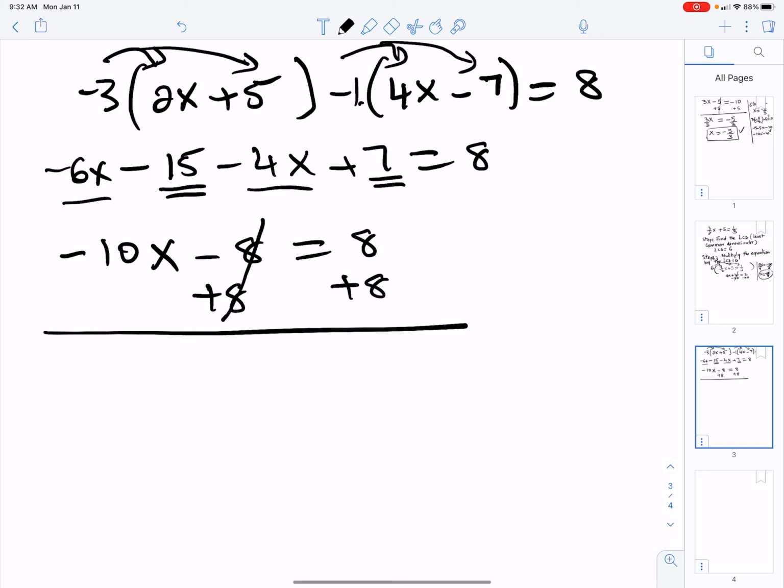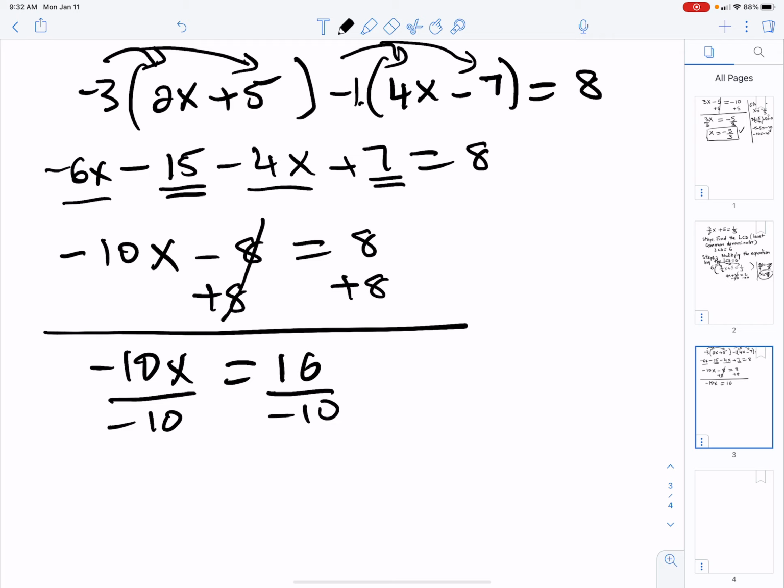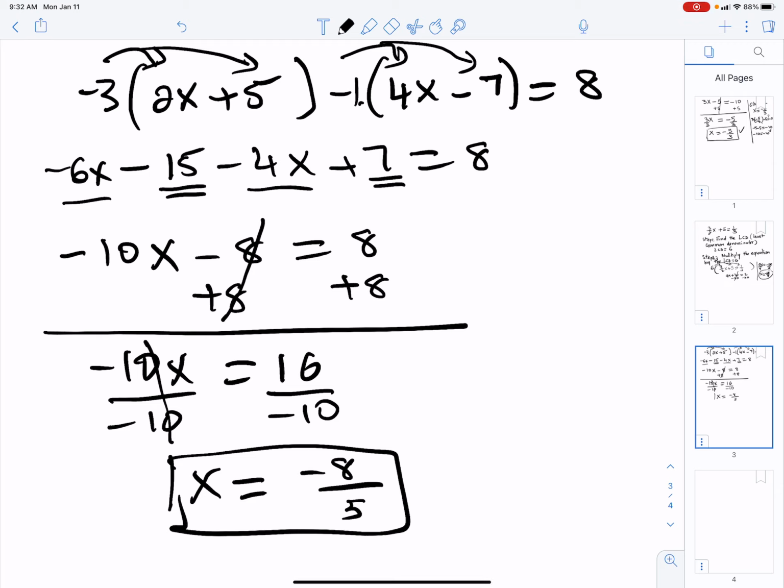So which is canceled. So I have negative 10x equals 16, right? Because 8 plus 8 is 16. And we divide both sides by negative 10, right? So that cancels this out and we have x equals, so now we need to reduce. So it will be negative 8 over 5, right? So again, we have to move the negative sign to the top. So we get negative 8 over 5. So my solution is negative 8 over 5. We can check again by plugging in x equals negative 8 over 5 in our equation, right? Good.